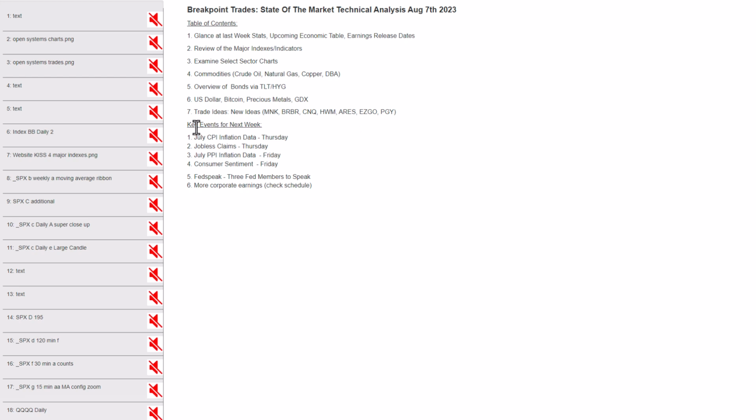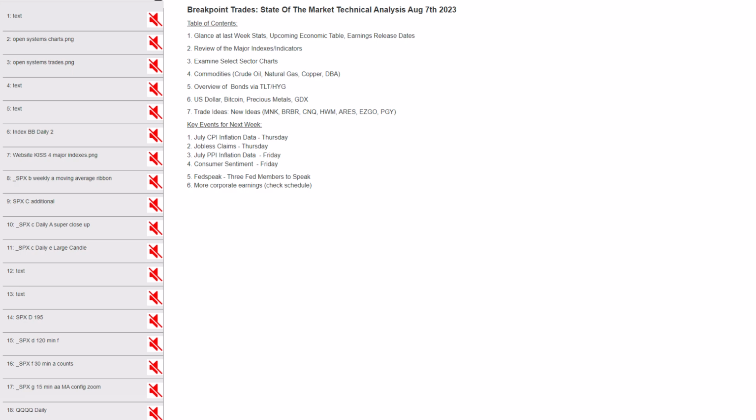And as Steve discussed on the weekend, key events for this week: CPI on Thursday, initial jobless claims Thursday, PPI inflation data on Friday, consumer sentiment, Fed speak. We have 3 Fed members to speak, and of course, plenty of stocks reporting earnings. As we know, Apple greatly missed last week. In fact, their earnings haven't grown in over 2 years. The stock got punished. Amazon was the opposite. So anyway, let's go and get started.